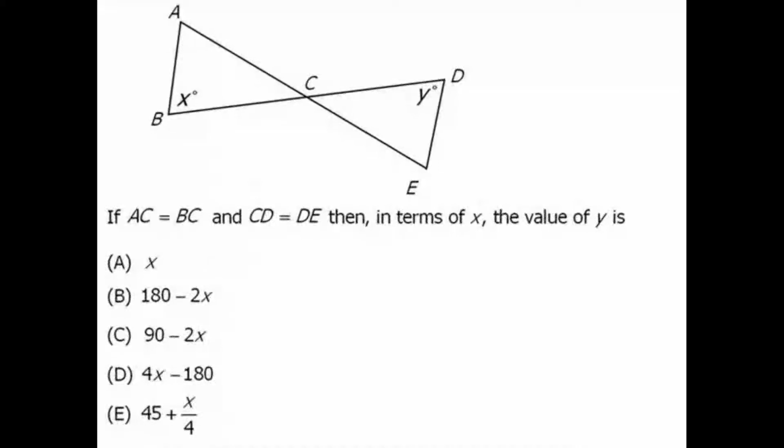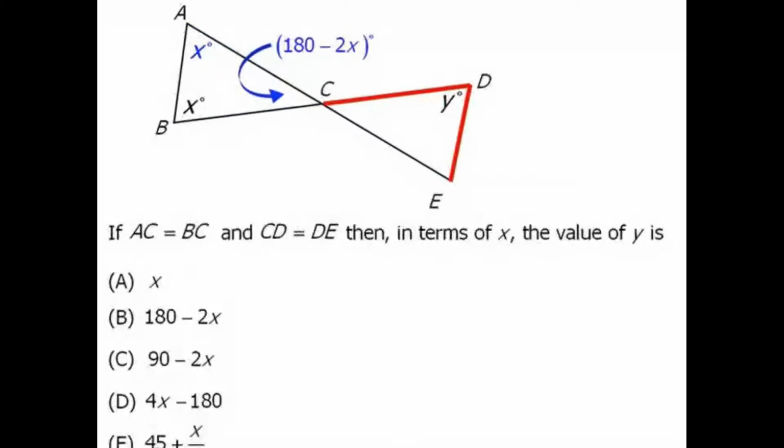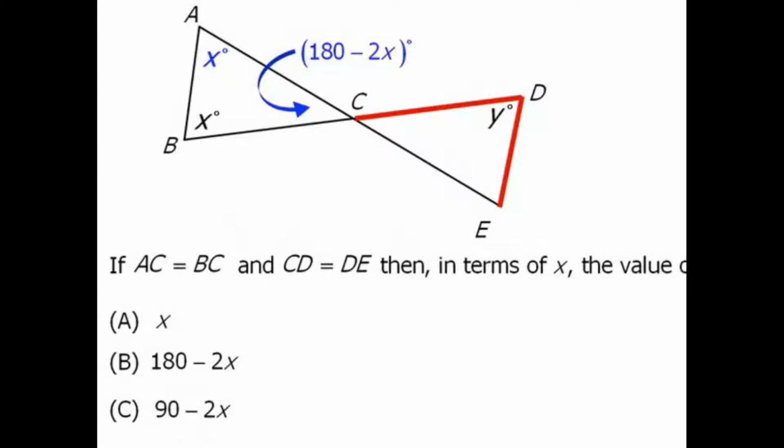Okay, our first piece of information tells us that these two lengths are equal. As such, we have an isosceles triangle here, so this other angle up here must also equal x. We also know that all three angles in this triangle must add to 180 degrees. So this third angle must be 180 minus 2x degrees. The second piece of information tells us that these two lengths are equal. So once again we have an isosceles triangle, and in this case these two angles are equal.